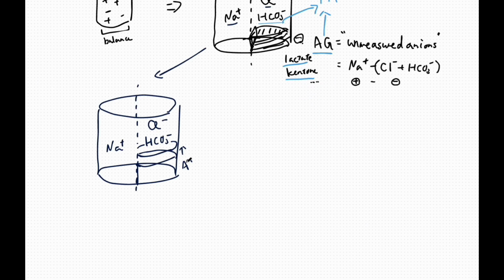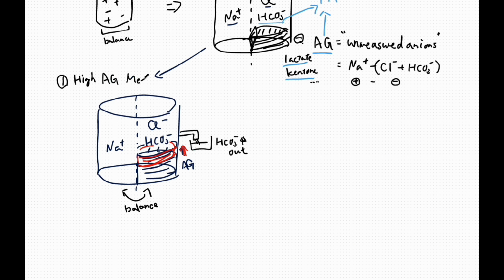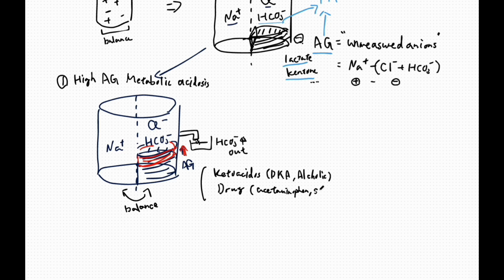When unmeasured anions increase, to maintain electroneutrality, bicarbonate decreases. This leads to high anion gap metabolic acidosis. Examples: diabetic or alcoholic ketoacidosis, drug intoxication, for example acetaminophen or salicylates, and a common one is sepsis with elevated lactate.